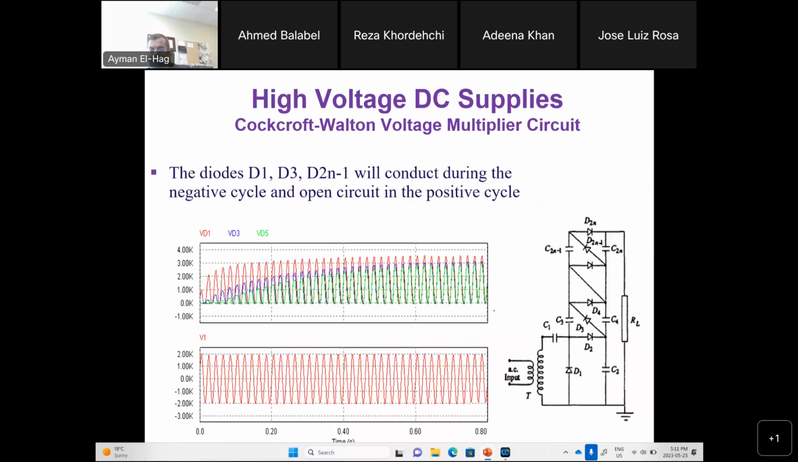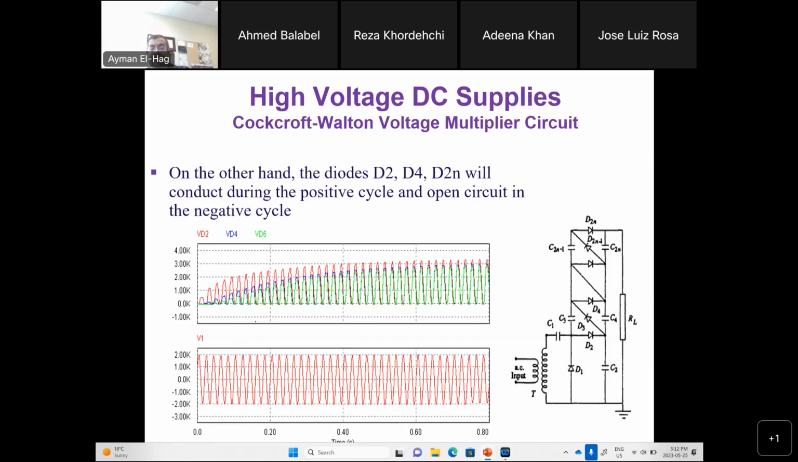Here, during the negative cycle there will be an open circuit. So D1, D3 will conduct during the negative cycles and be open circuit in the positive cycle. We have seen that D1 conducts in the negative cycle, and in the positive it will not. So D1, D3, D5, and so on will be conducting. And here is the voltage across these diodes. And this is your input diode.